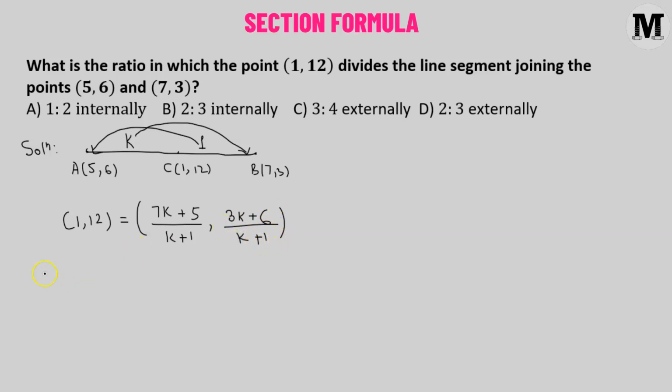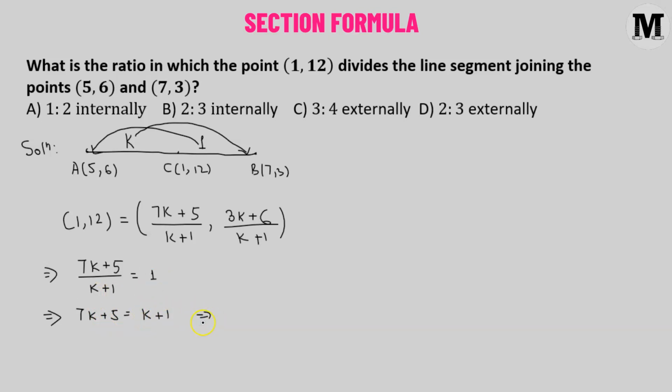Fine. So we're going to equate. Let's equate the x coordinates. So we have (7k plus 5) divided by (k plus 1), and this will be equal to 1. We can either equate the x coordinate or the y coordinate. Both of them are going to give us the same value for k. So we have 7k plus 5 equals, cross multiplying (k plus 1) with 1, k plus 1.